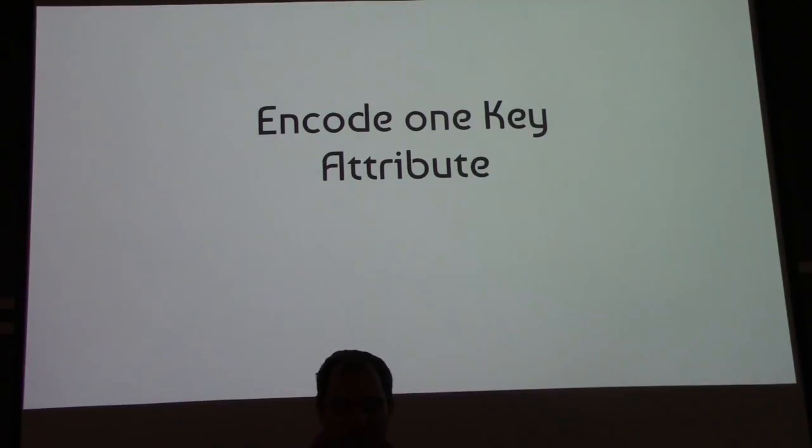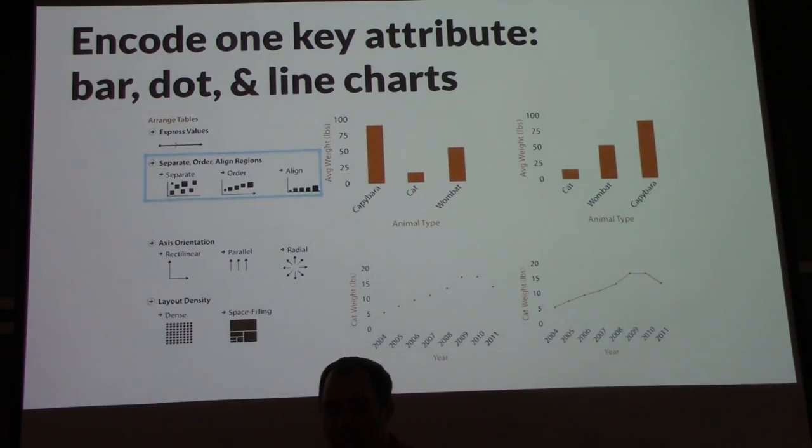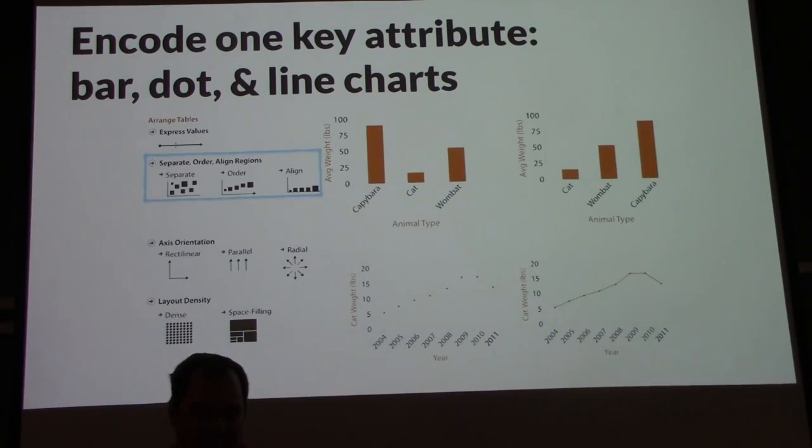Okay, when we want to encode one key and one attribute, we essentially get into the bar chart, line chart space.